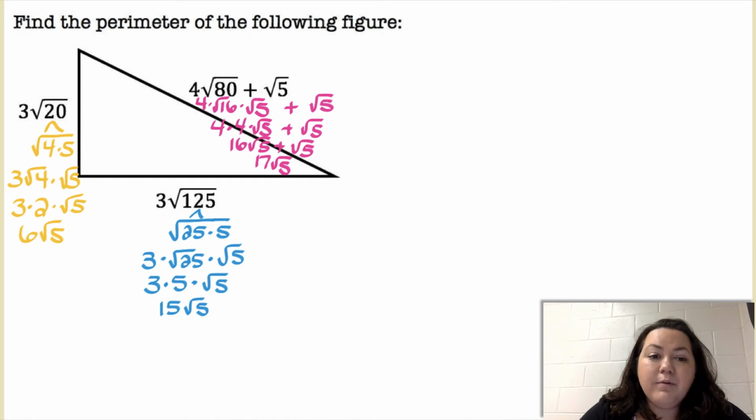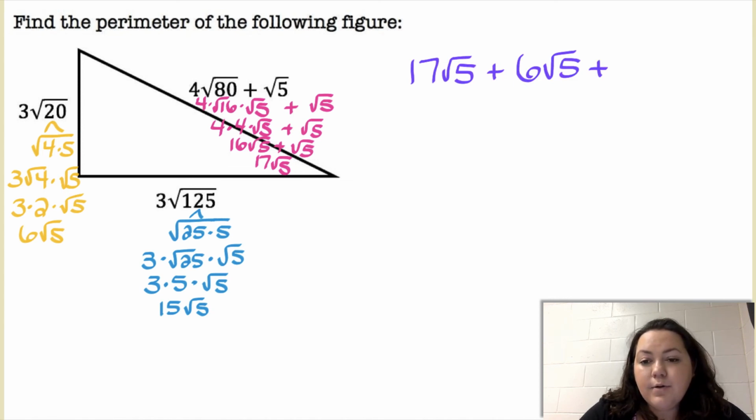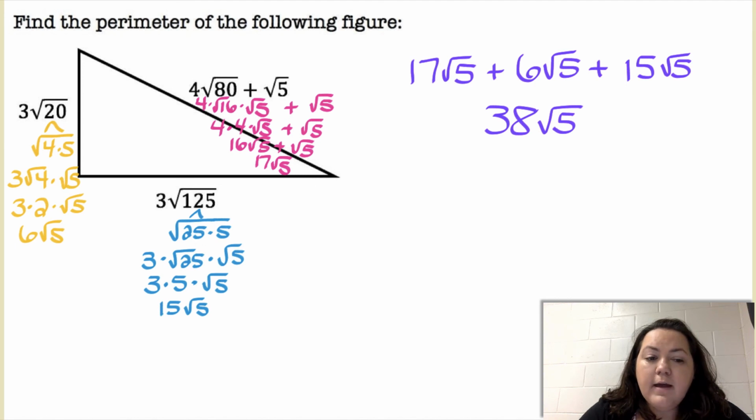Now, if I'm finding the perimeter, that means to add up all the outside edges. So I'm going to add 17 square root of 5 plus 6 square root of 5 plus 15 square root of 5. And that's going to give me 38 square roots of 5. And if they gave me measurements like feet, inches, yards, I would be sure to include those. All right, that's it.